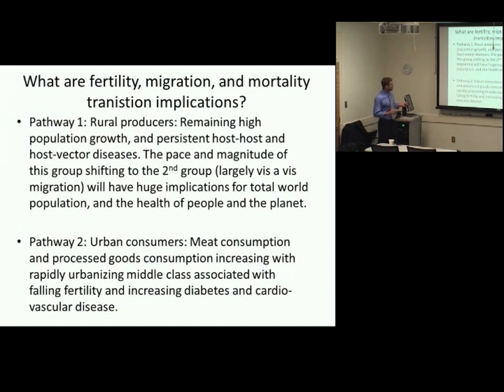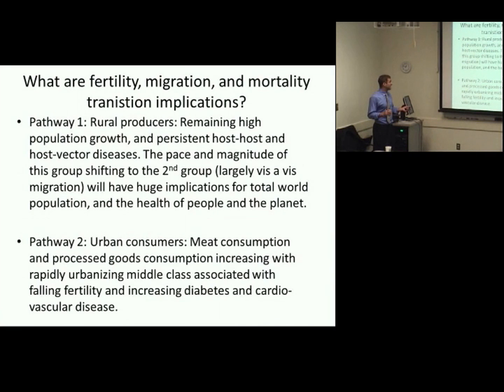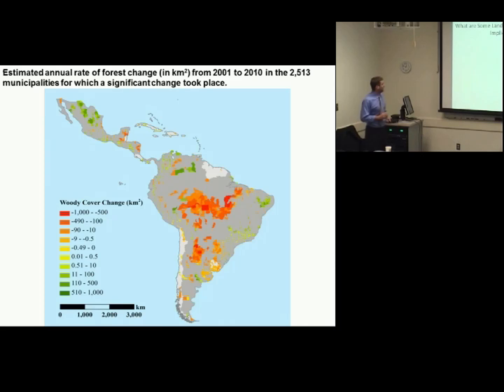What are some of the implications of this? Remaining high population growth and persistent host and host vector diseases. I already said this. Pace and magnitude. This group shifting to the second group will have huge implications on population, health, nutrition, and forest transitions. And guess what? We don't really know if it'll mean there'll be more or less deforestation. Given the pace and magnitude of that transition, we just know that it will largely define the contours of that forest transition. How remains an open question.